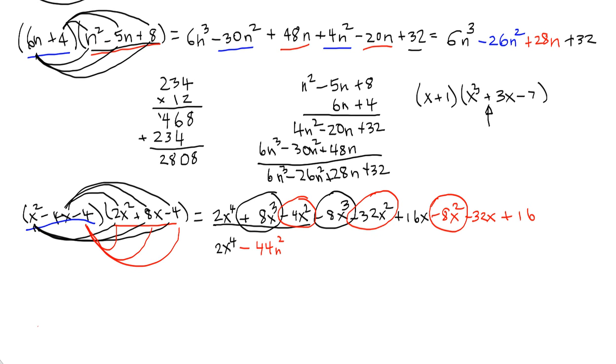x squared. We got rid of our cubed term because it canceled out. And then our x terms, we have 16x minus 32x is negative 16x. And then we have our 16 left at the end there, our constant term that doesn't have a variable. There's our answer. Okay, so that's multiplying polynomials.